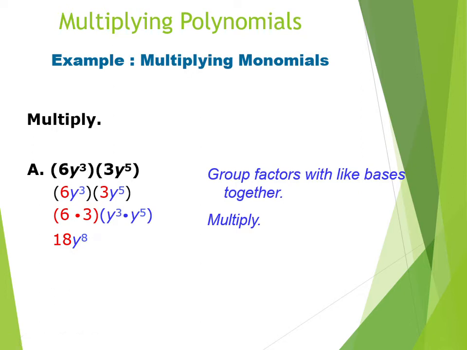Again, let me just repeat that you have to multiply the numerical coefficients, then add the exponents, then copy the variable you have, if you have the same variable. Okay? Another example.